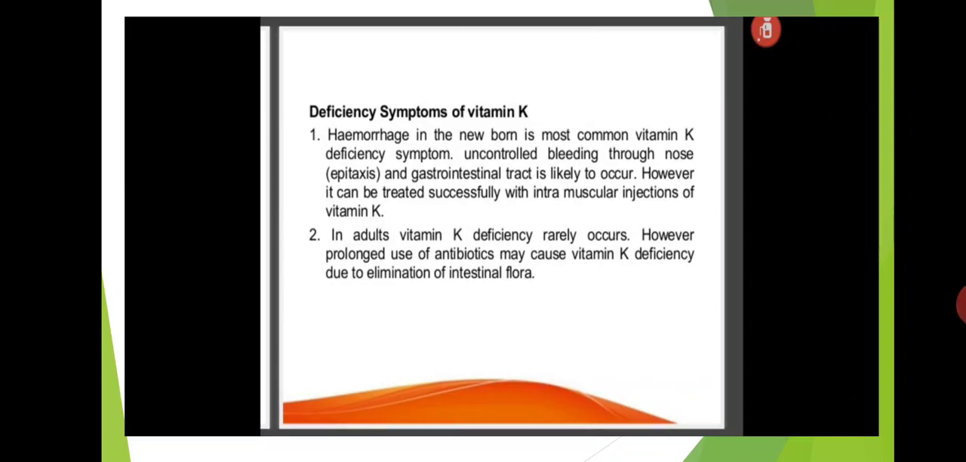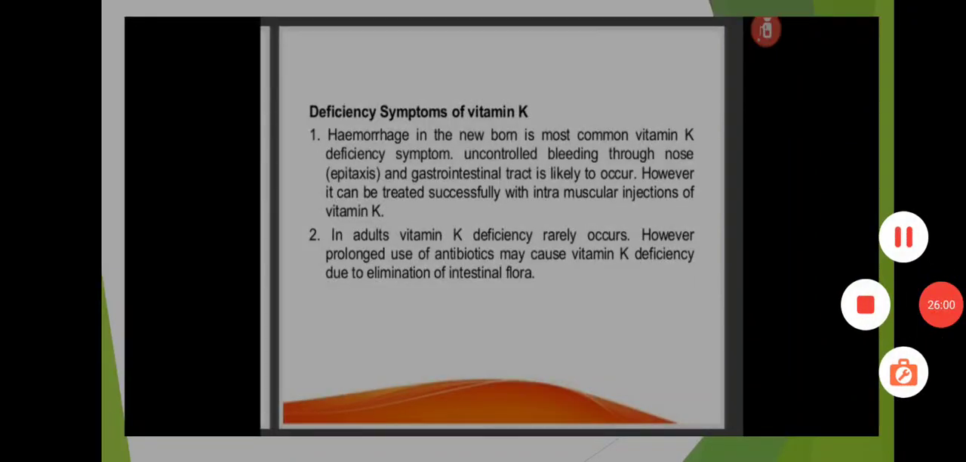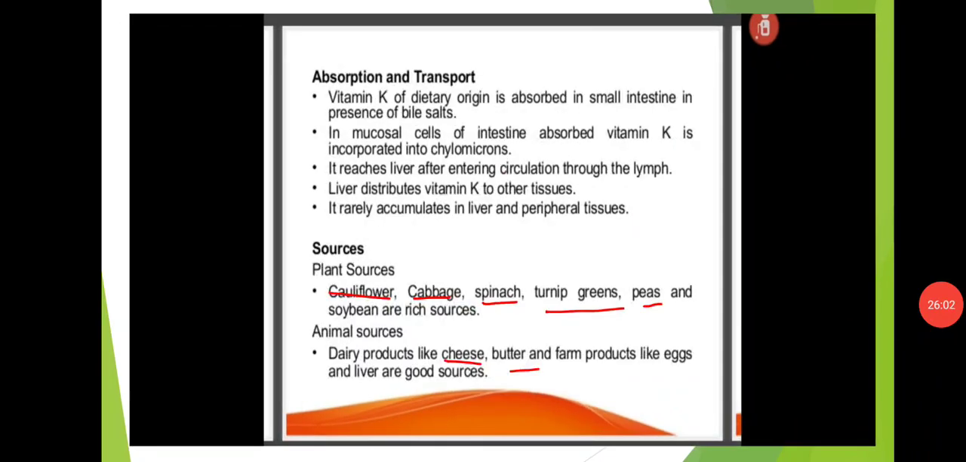In adults, vitamin K deficiency rarely occurs. However, prolonged use of antibiotics may cause vitamin K deficiency due to elimination of intestinal flora. Okay, in adults, vitamin K deficiency is rarely observed. That is also due to the prolonged use of antibiotics. Then only vitamin K deficiency may be possible. Okay, these are the fat soluble vitamins.